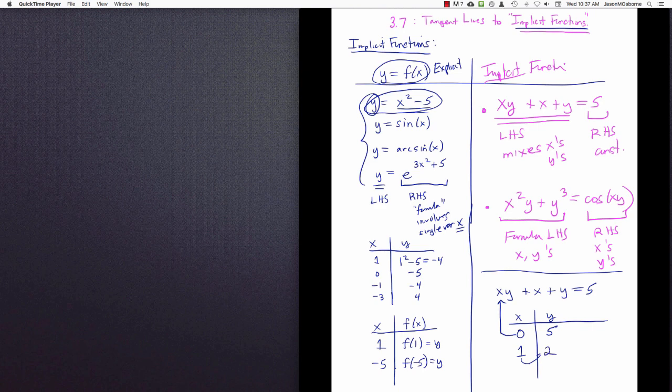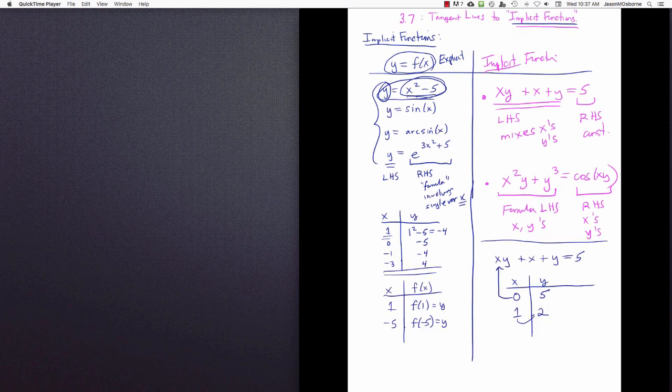See, it's not as straightforward with implicitly defined functions as with explicit ones, where if you have a formula for y as a function of x, you pick an x and plug into the formula and you immediately get y. You have to do some work with implicitly defined functions.